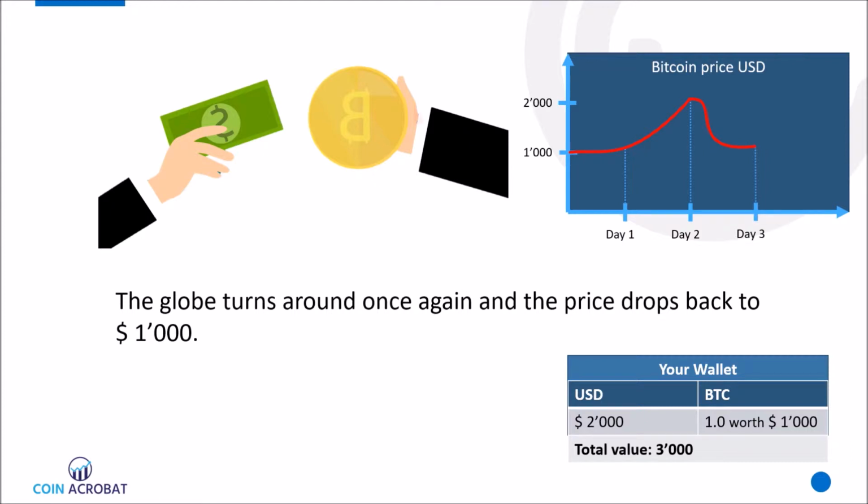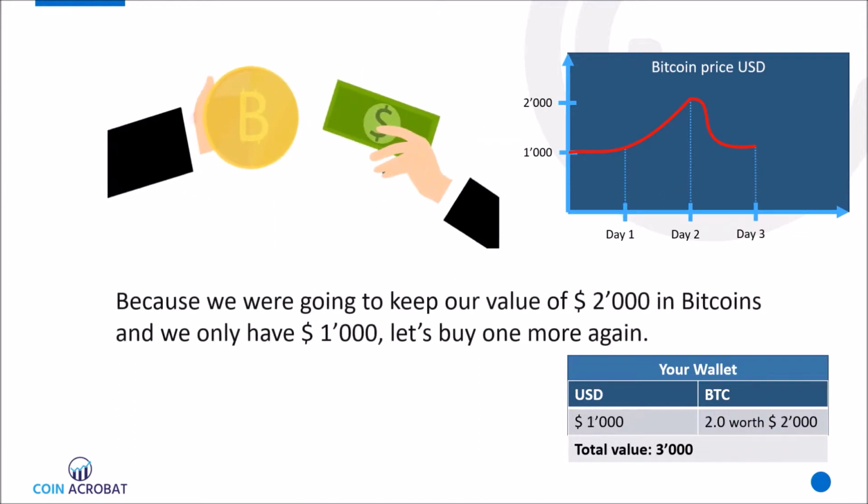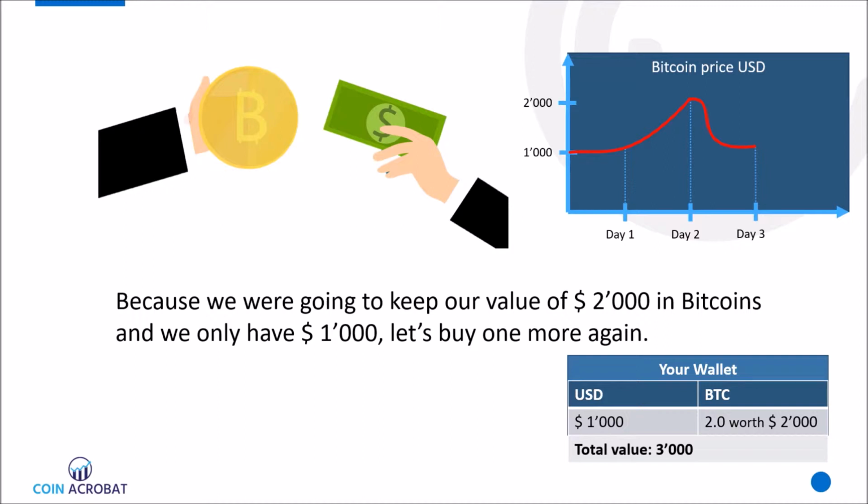As another day passes, the Bitcoin price drops down again to $1,000. The drop in cryptocurrency price brings our investment value down to $1,000 only. To maintain our decided value at $2,000, we are buying 1 Bitcoin for $1,000 again, keeping the remaining $1,000 in our wallet.